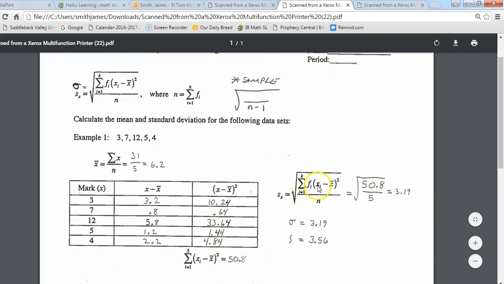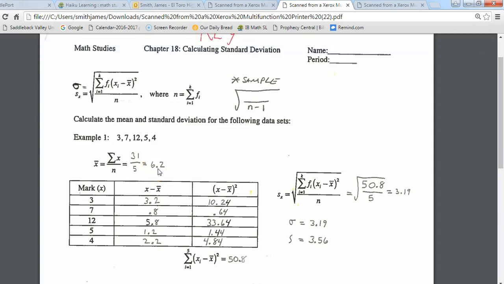From each X value, I need to subtract the mean. So in order to do that, we first had to find the mean, and so that's what you're seeing right here. And we've already dealt with that in earlier lessons for how you find the mean. So it was 6.2. So I'm doing each value minus 6.2 in order to get this number. So I did 3 minus 6.2 to get this one. Then I did 7 minus 6.2 to get this one. I did 12 minus 6.2 to get this one. 5 minus 6.2 here, and 4 minus 6.2 here.